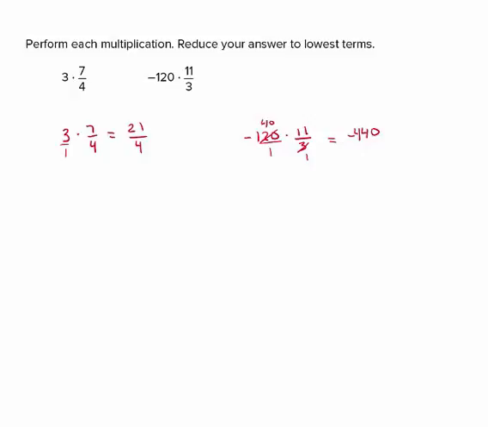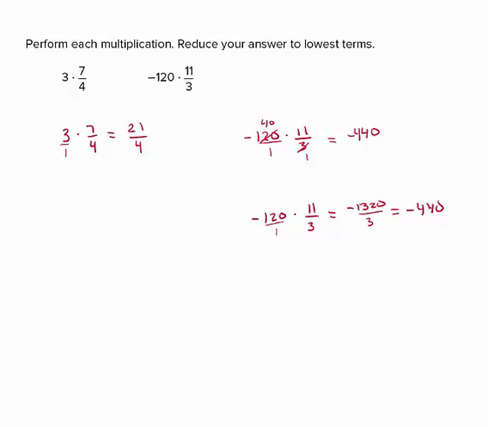Just to understand why this is a little bit more efficient, if I started this problem again and said negative 120 times 11/3, negative 120 times 11 turns out to be negative 1,320. And if I think about 1 times 3, that obviously is 3. And then you have to do a little work to divide that fraction, negative 1,320, by 3, and you'll see that that turns out to be negative 440.